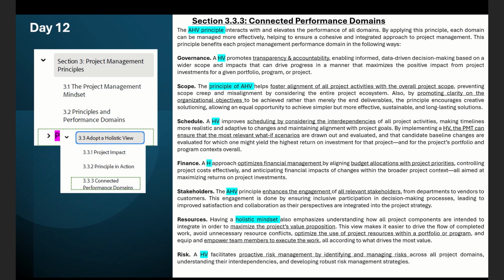This principle is very connected with the adopt a holistic view, because when you are talking about this specific principle, you are very close to connecting with the performance domains, and for that reason this is a good bridge between these principles and domains, because they are connected with a holistic view.